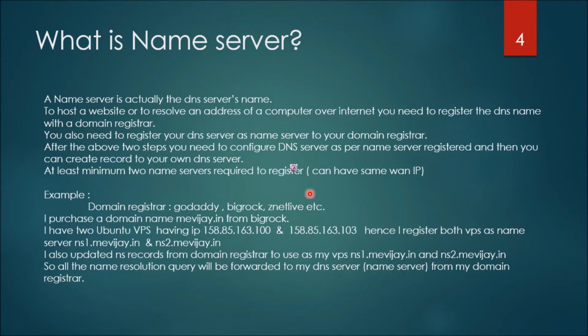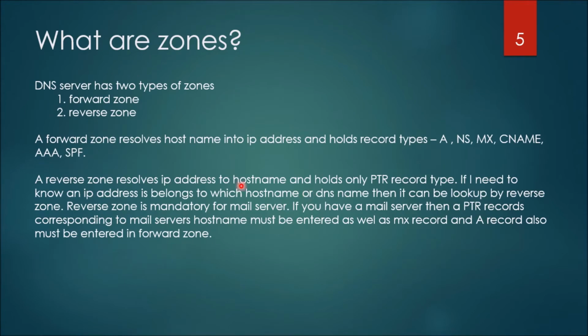Now moving to the next slide, what are the zones? A DNS server actually has two kinds of zones. One is forward and another is reverse. A forward zone resolves host name into IP address and it holds record types. Some examples of record types are A record, NS record, MX record, CNAME record, IPv6 AAAA record and SPF record. A reverse zone resolves just the opposite, from IP address to host name, and it holds only PTR record types.